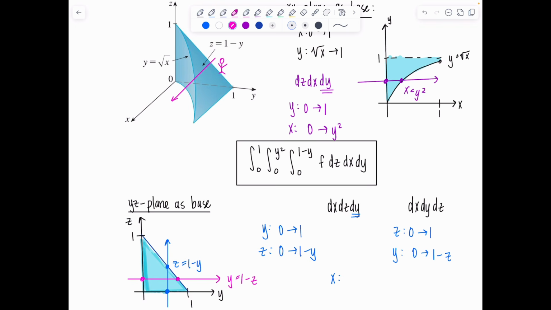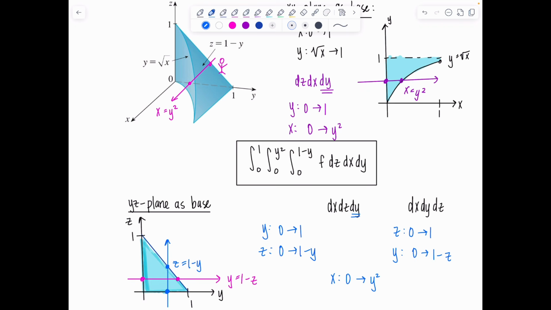So it enters at the YZ plane, doesn't it? It enters at the YZ plane. So that's just x equals 0. It exits at this surface here. This surface is determined by y equals rad x, but I have to solve for x instead as a function of y. It's exiting at x equals y squared. So x will go from 0 to y squared.